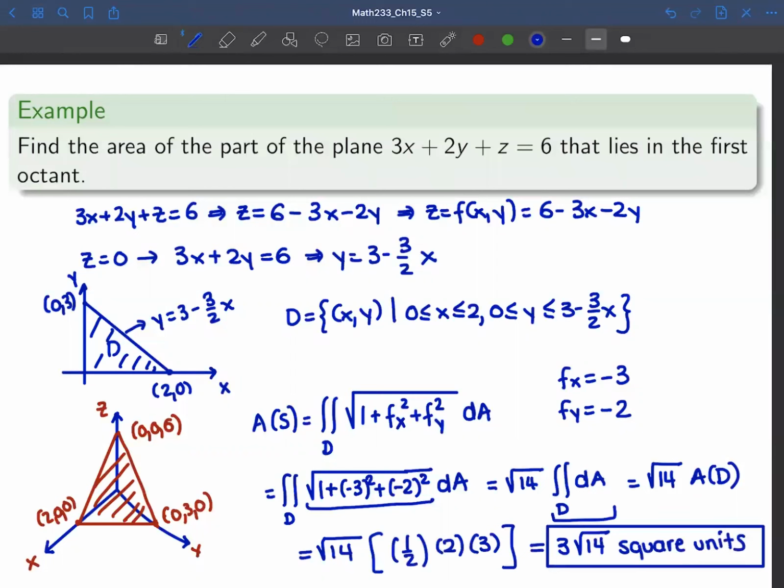Therefore, the area of the surface 3x plus 2y plus z equals 6 that lies in the first octant, so this triangle, is equal to 3 times the square root of 14 square units.